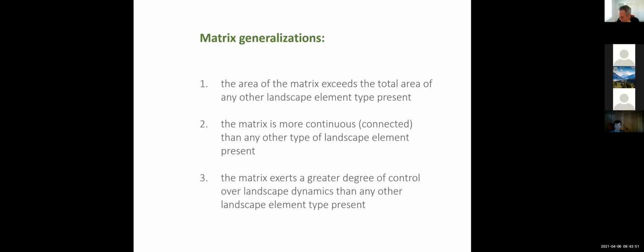And finally, the matrix exerts a greater degree of control over landscape dynamics than any other landscape element type that's present, right? So it's the thing that has the greatest total area within the study area. It's the thing that's the most continuous within the study area. And it's the thing that has the greatest amount of control, exerting the greatest influence over the overall landscape. And again, those are generalizations, and they're not necessarily true in every single case, but in the vast majority of cases, all three of these are true.